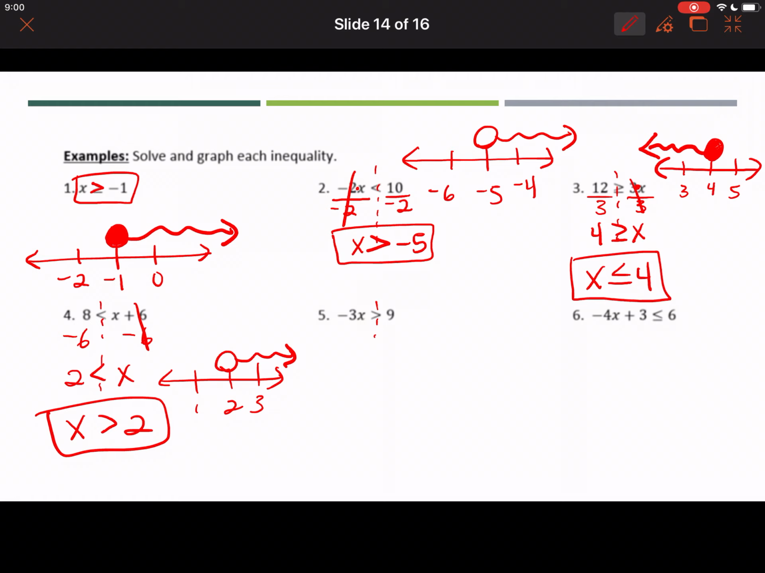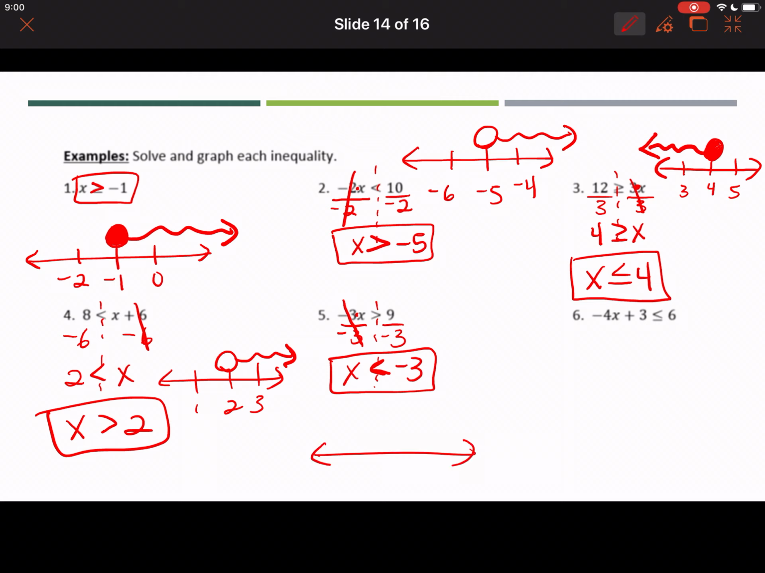Number 5, we're dividing by -3 because we have -3 times x, right? Divide by -3 because we're dividing by a negative number. We have to flip the inequality. So -3 divided by -3 cancels out, and I just have x. I'm going to flip the inequality, so that becomes is less than. 9 divided by -3 is -3.